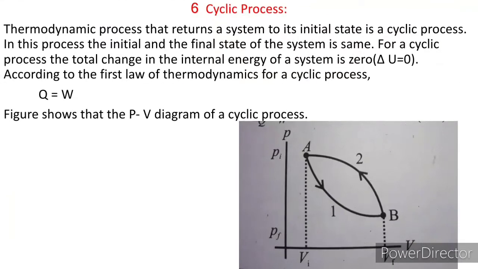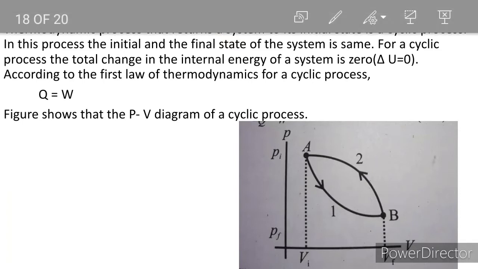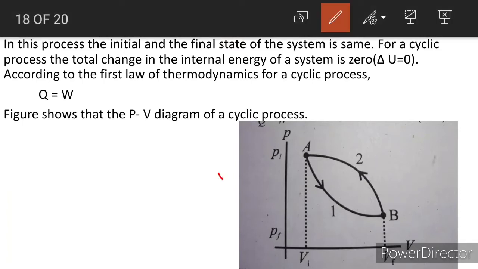Now the sixth thermodynamic process is the cyclic process. A cyclic process is a thermodynamic process that returns a system to its initial state. So in this process the initial state and the final state of the system are the same. See, this is the PV diagram of a cyclic process. Here the PV diagram of a cyclic process is represented by a closed curve.